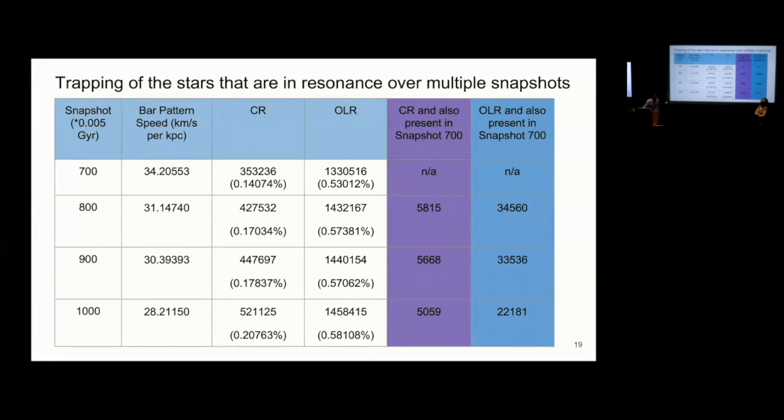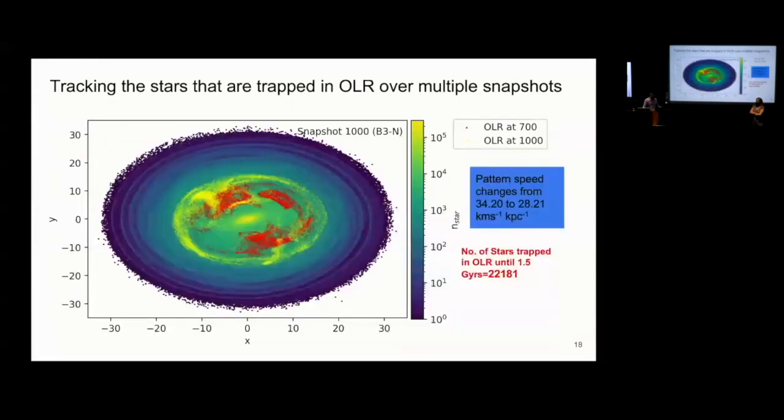I have a question for all three of you: how are you defining trapping? So we should start with Binod. What did you do to calculate that number? Trapping referred to whether there is a certain population of stars that are still satisfying the same resonance condition over a certain period of time, then we call it trapping.